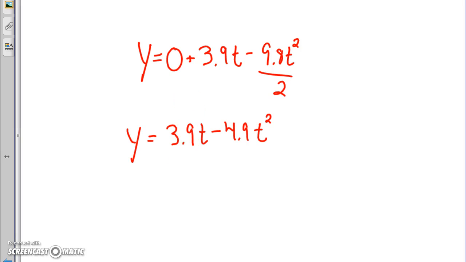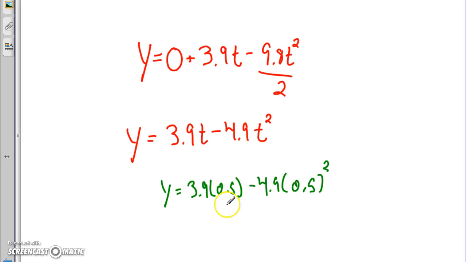Let's see. What is the height at 0.5 seconds? Well, if I want to figure that out, it's going to be 3.9. So I'm going to have to hurry because I'm running out of time. Minus 4.9 times 0.5 squared. And of course, you can always pause videos. 3.9 times 0.5 plus negative 4.9 times 0.5 squared. And just quickly, I think I did it right. I got 0.725 meters. So it would be 0.725 meters in the air at 0.5 seconds.